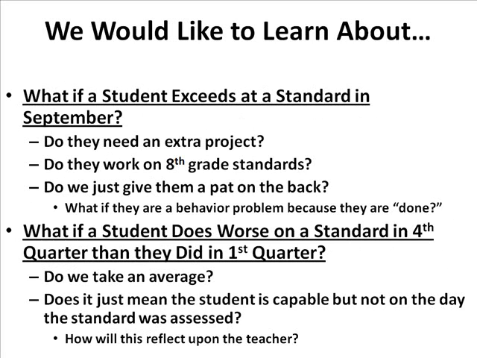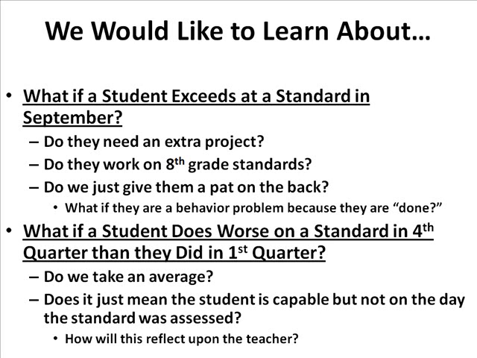What if a student exceeds at a standard in September? So basically the year begins and that student says, boom, I get a 4 on multiple parts of the report card. So now technically they've exceeded what we've expected of them. What do we do with these students? Should we be giving them an extra project? Do we give them 8th grade standards or a grade above them standards to work on? Or do we just give them a pat on the back and say, nice job? But then the problem is, what if that student becomes a behavior problem because they're done, but nobody else is?